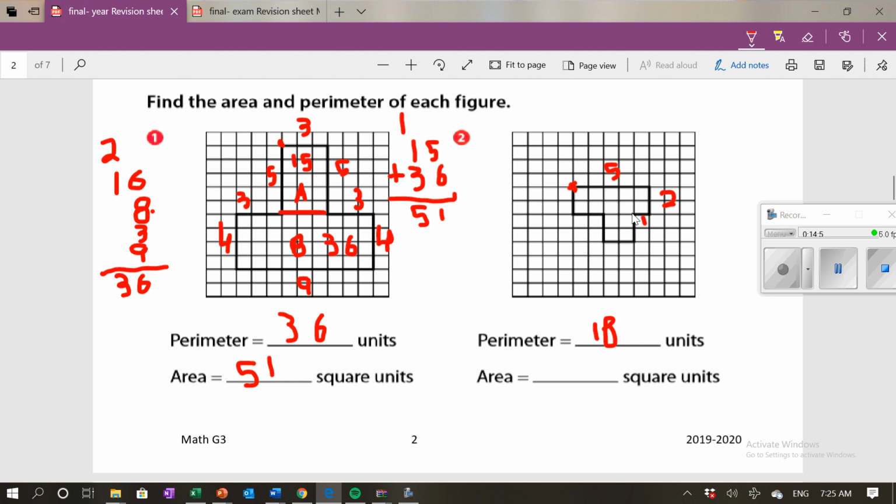The area, yes, it's counting the squares inside. Or if I want to divide this shape into two areas, here we have 2 and 5, and here we have 2 and 2. Let's find by multiplying. Yes, 5 times 2, the first area is 10. 2 multiplied by 2, the second area is 4. So 10 plus 4, yes, the answer is 14. Perfect.